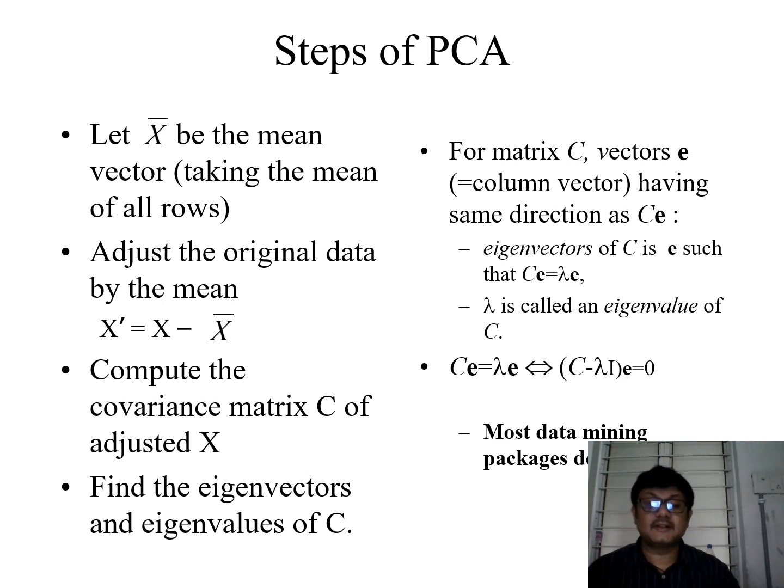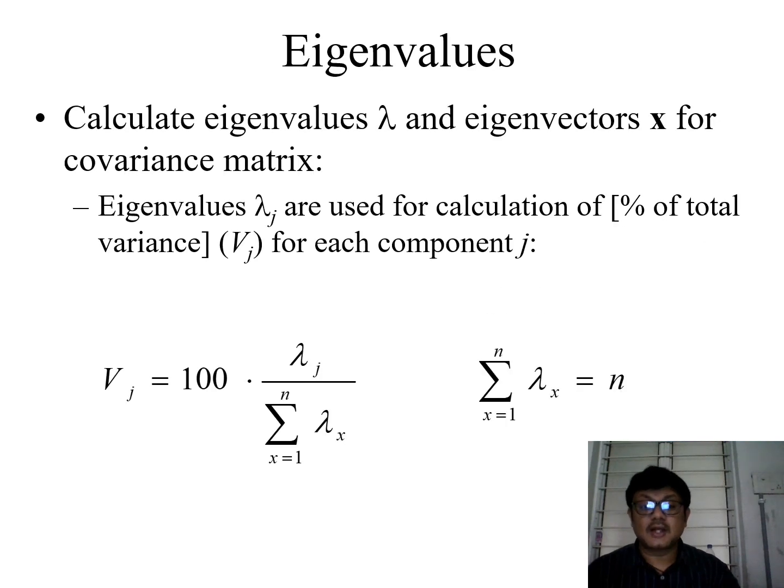For matrix C, eigenvector E is a column vector having the same direction as C. Eigenvectors of C is E such that C E equals lambda E. Lambda is called an eigenvalue of C. Here C E equals lambda E, that implies (C minus lambda I) E is equal to 0. Most data mining packages are going to use this. Calculate eigenvalues lambda and eigenvectors x for the covariance matrix.